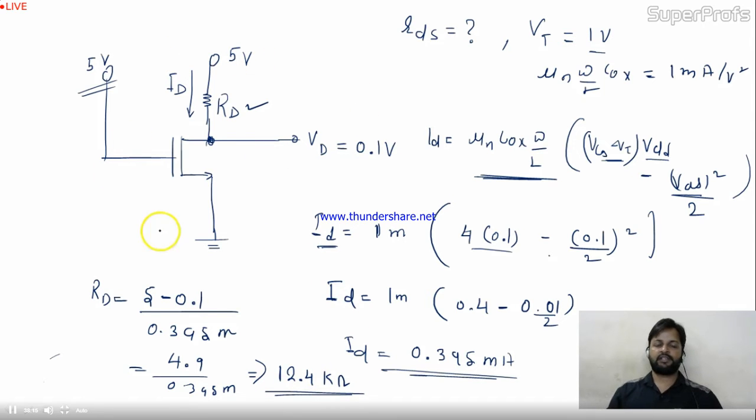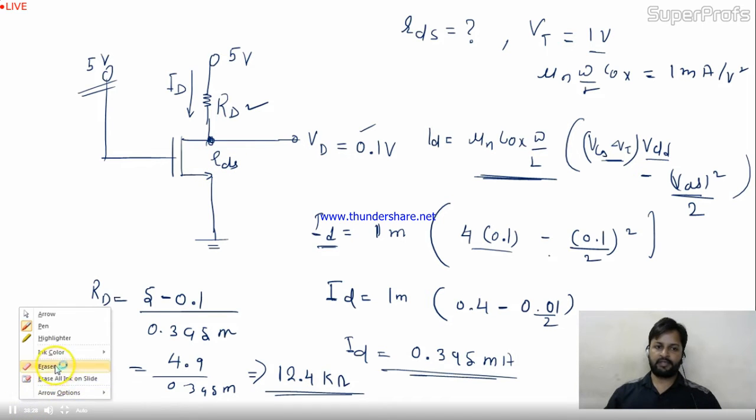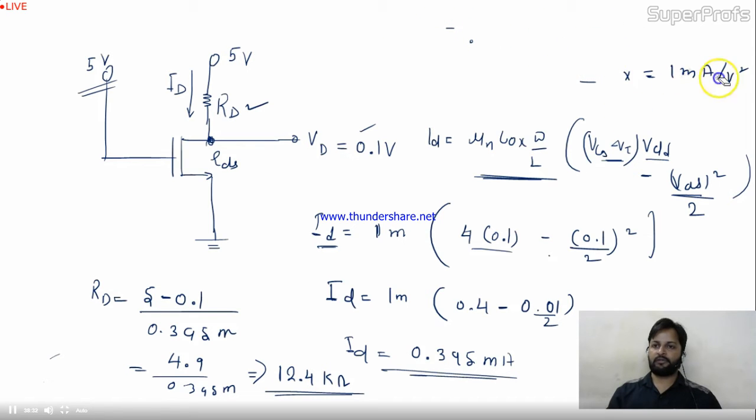So if the circuit is like this, you want VD equal to 0.1. So you need to keep RD equal to 12.4K. Now they're asking what is RDS. So let me erase some part, then I'll show you what is RDS and how to calculate it. Okay. Again, you can remember this formula.